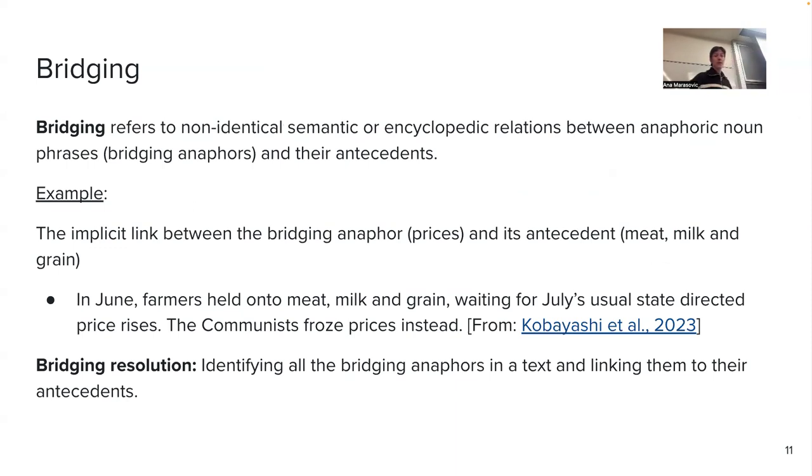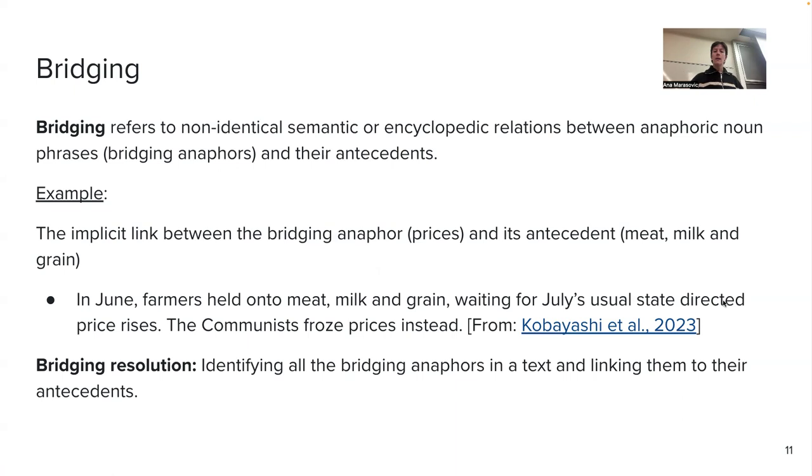So bridging is a very, very interesting phenomenon. Bridging refers to non-identical semantic or encyclopedic relationships between anaphoric noun phrases, which we call bridging anaphors, and their antecedents. Let me give you an example. Here we have: in June, farmers held on to meat, milk, and grain, waiting for July's usual state-directed price rises. The communist price rises instead. And here we have prices being a bridging anaphor, and its antecedents are meat, milk, and grain. Although meat, milk, and grain and prices are not the same discourse entity, they are related.